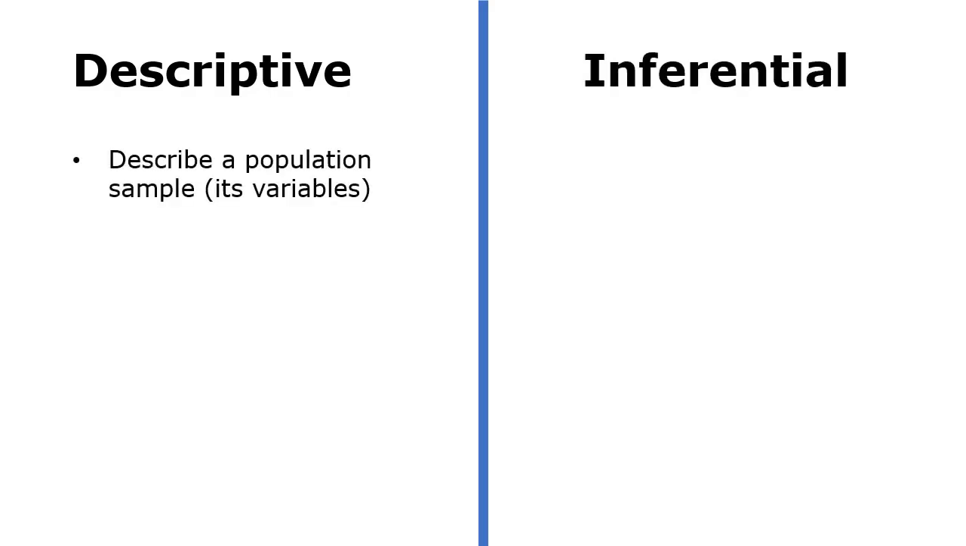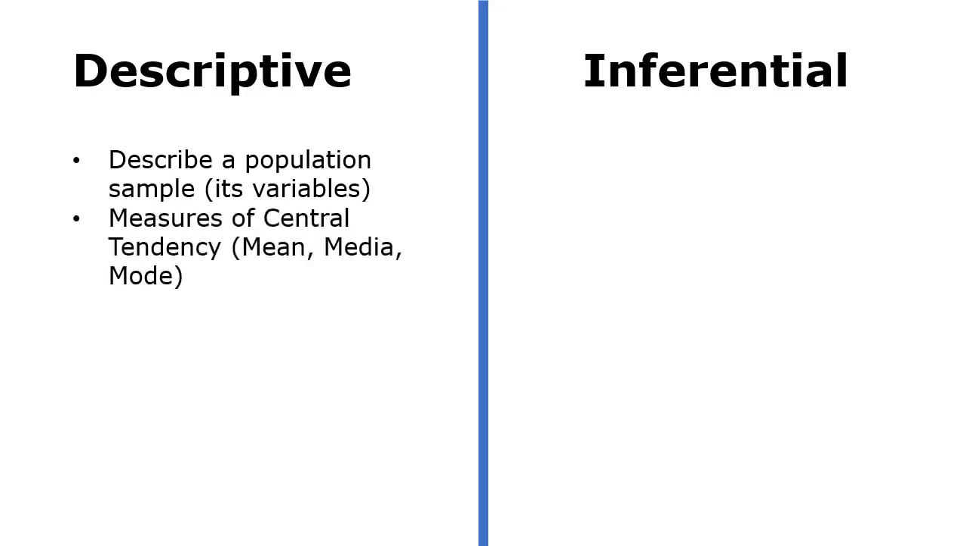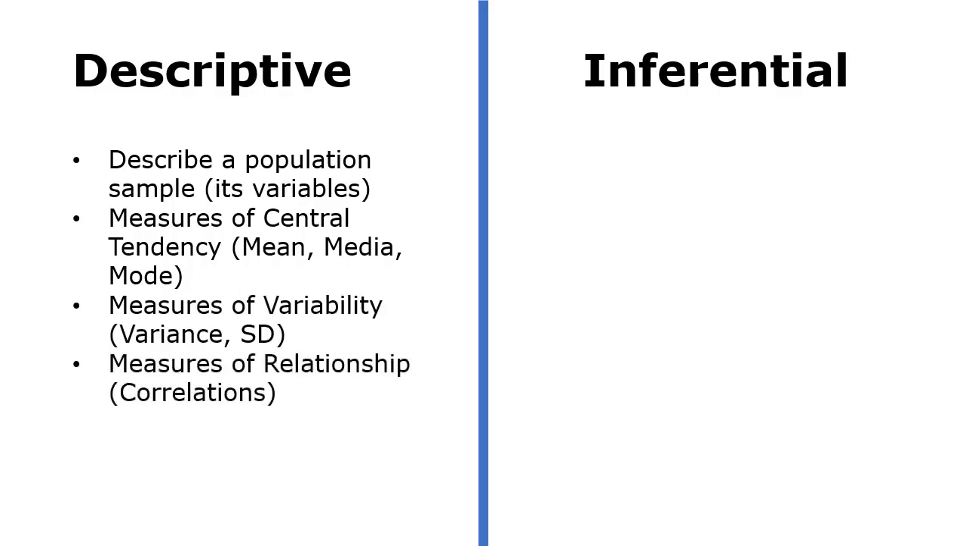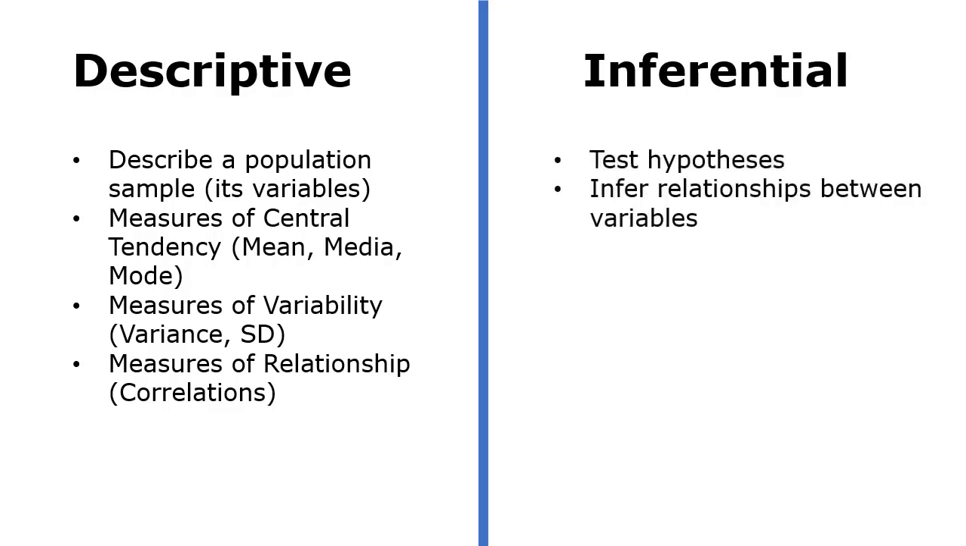So descriptive statistics describe a population sample, that is, its variables. They include measures of central tendency: mean, median, and mode, and measures of variability: variance and standard deviations. They also include measures of relationships, correlations. Inferential statistics, on the other hand, test hypotheses. You can infer relationships between variables.